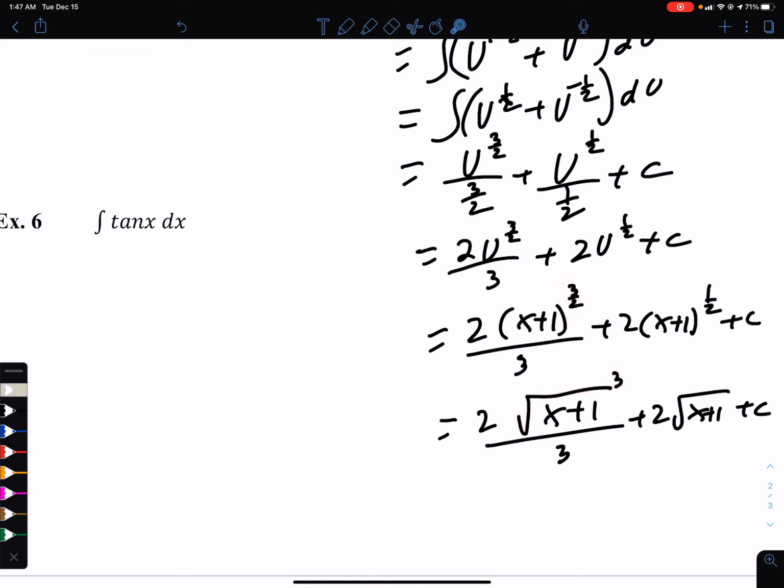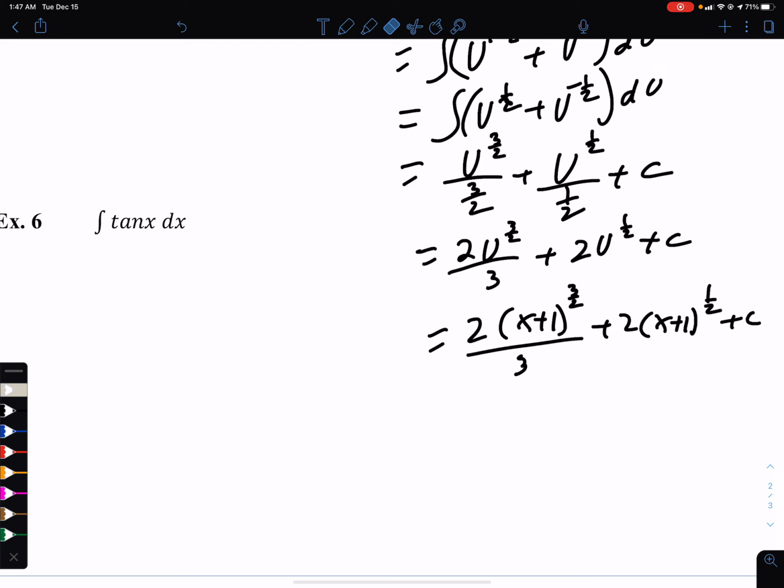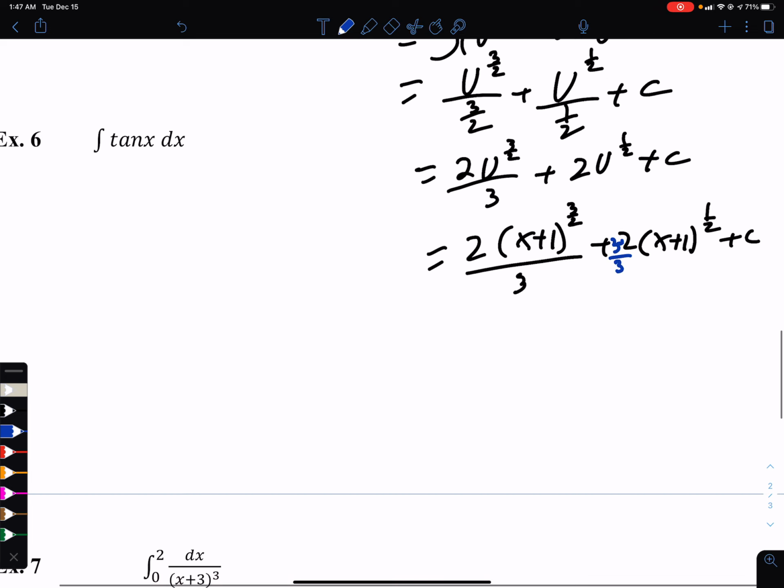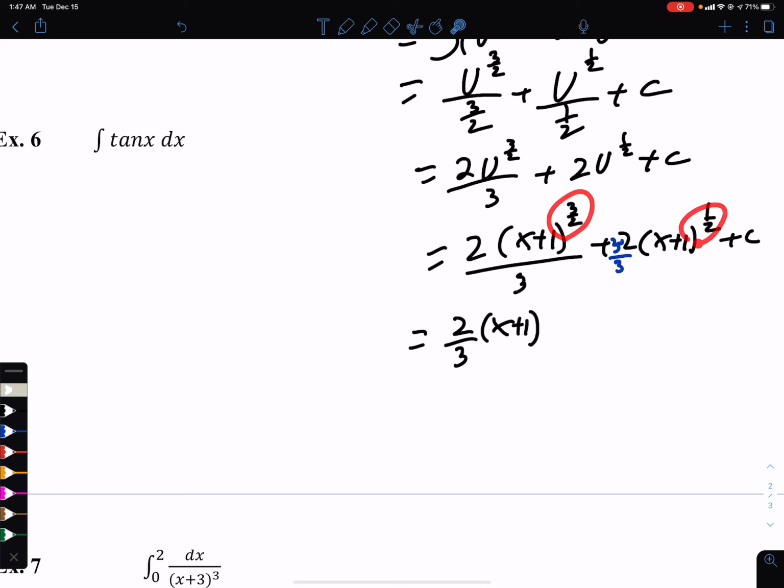But let me do this another way. I'm going to factor this. So they both have a 2, and they both have an x plus 1. So I'm going to take those out. But they also both have a 3. And you're saying, I don't see a 3. Well, I'm going to multiply by 1, 3 over 3. Now you see the 3. So I'm going to take out a 2/3 and x plus 1. And I always take out the lowest power, which will be a 1/2.